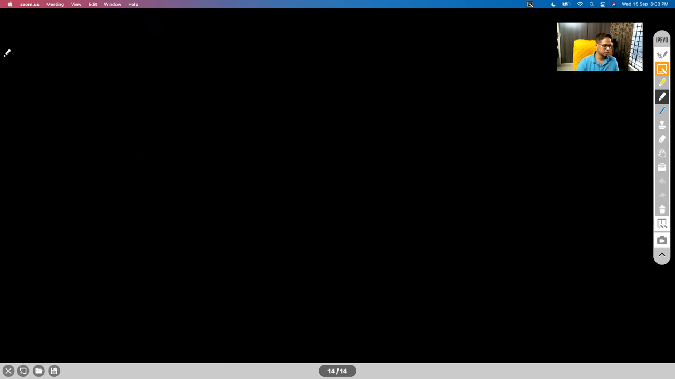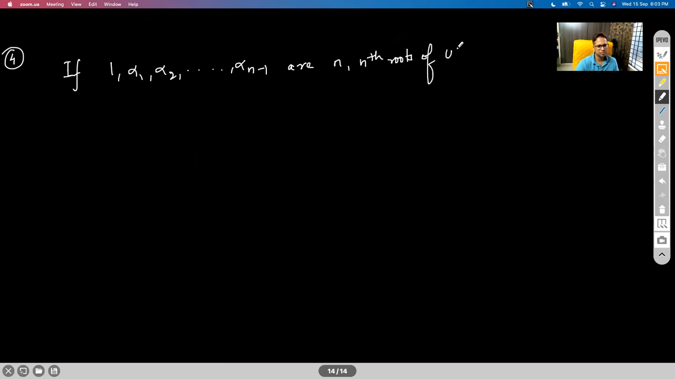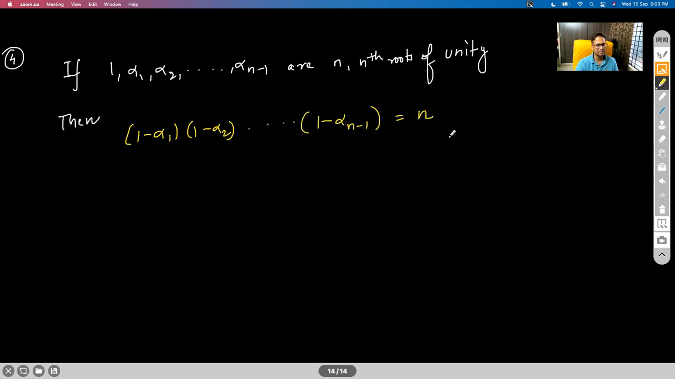All right. So property number 4. If 1, alpha 1, alpha 2, till alpha n minus 1 are the nth roots of unity, then prove that. Prove that is because I want to give this as a question, but it's actually a property. Prove that 1 minus alpha 1, 1 minus alpha 2, up till 1 minus alpha n minus 1, this will give you n. Okay. Now, how do I prove this?